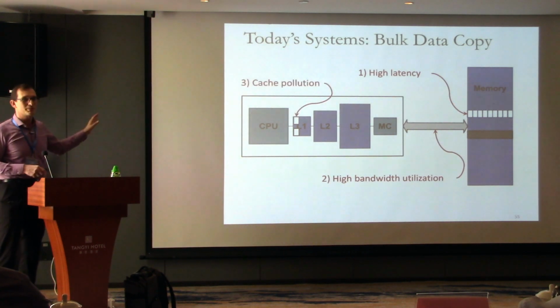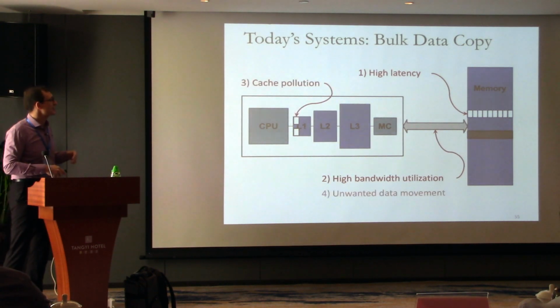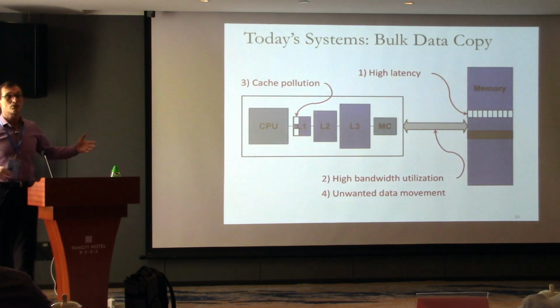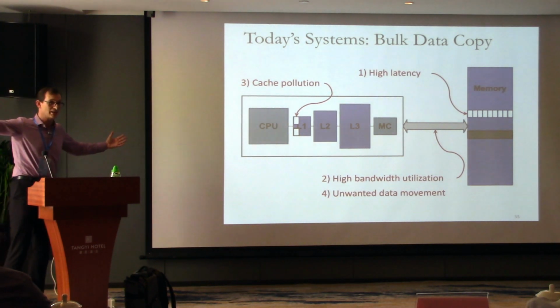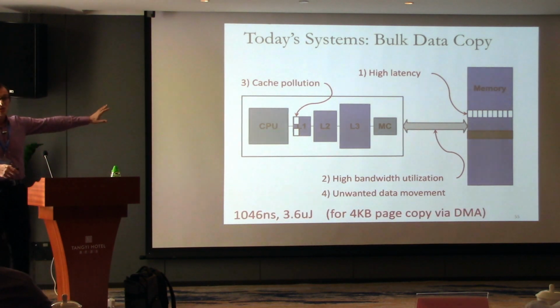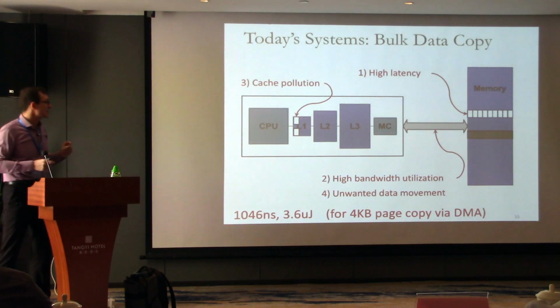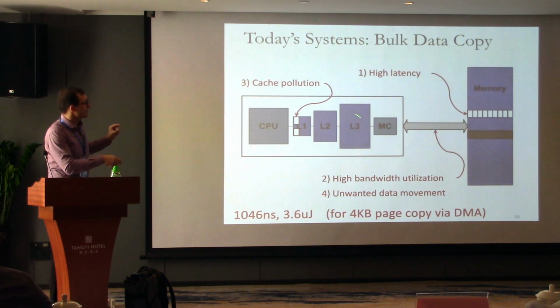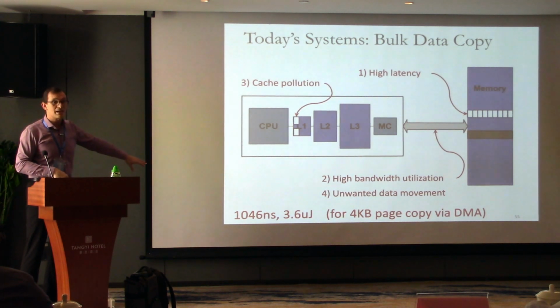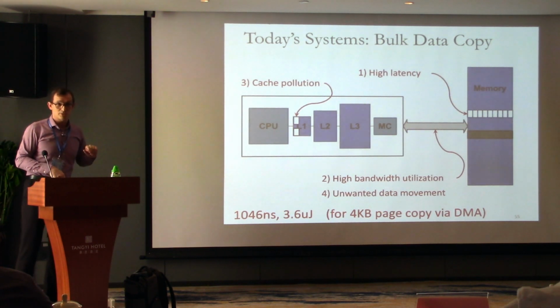Cache pollution, but you could eliminate that by doing this through the direct memory access engine. And it causes a lot of unwanted data movement because maybe you're not going to touch that data for a long time, especially if you're initializing a large data structure, for example. So if you do this copy, a small copy, 4 kilobyte page copy, through the direct memory access engine without even touching the cache hierarchy, with some technology assumptions, it costs about 1,000 nanoseconds and 3.6 microjoules.